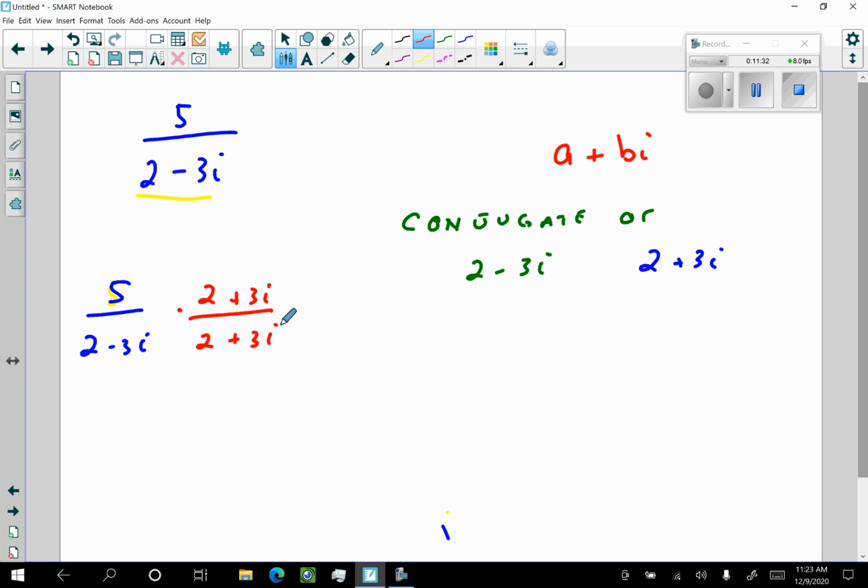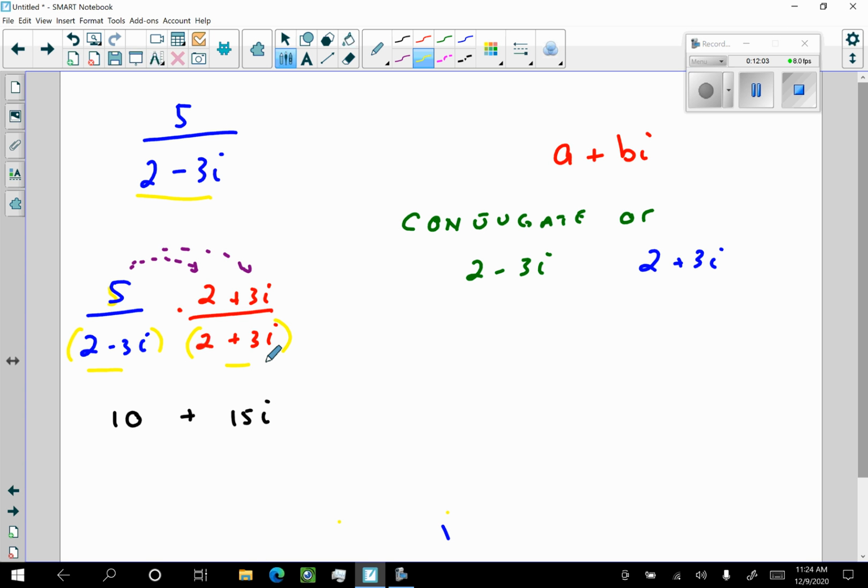That's 1. And look what I did. I simply took the conjugate of the bottom. The top is going to multiply out fairly simply because it's just a distributive property. 5 times 2, 5 times 3i. So let's do the top first. This is going to be 10 plus 15i. And now what I need to do is multiply 2 minus 3i times 2 plus 3i.